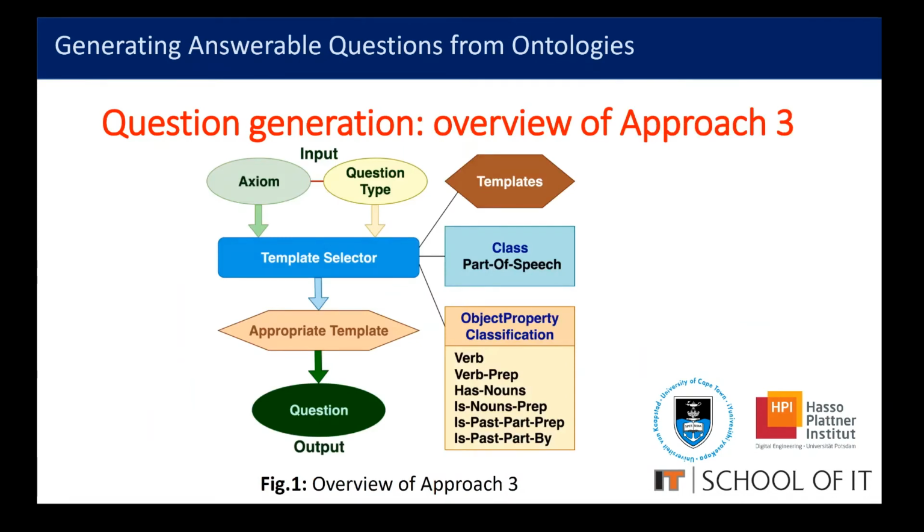This is an overview of approach 3. This approach selects the appropriate template from the list of templates in input. For that, it uses part of speech tags of names of classes and object properties in the ontology. An object property classifier was developed to help choose the right template depending on the form of the object property naming.